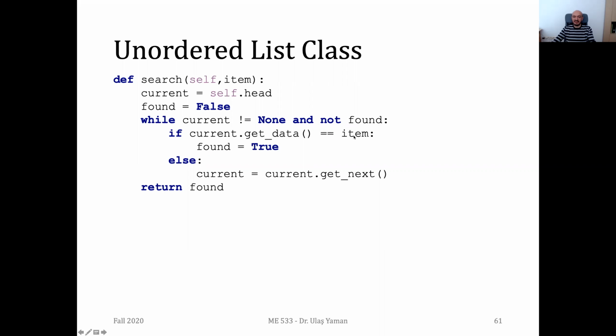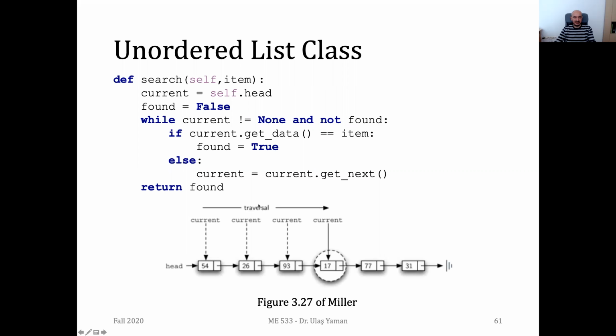But if the value is not equal to the item, then we change the current value. The current node changes to the next item in our list. And then we repeat these operations until we reach the end, or until we find the item we are looking for. This is how we do the search.